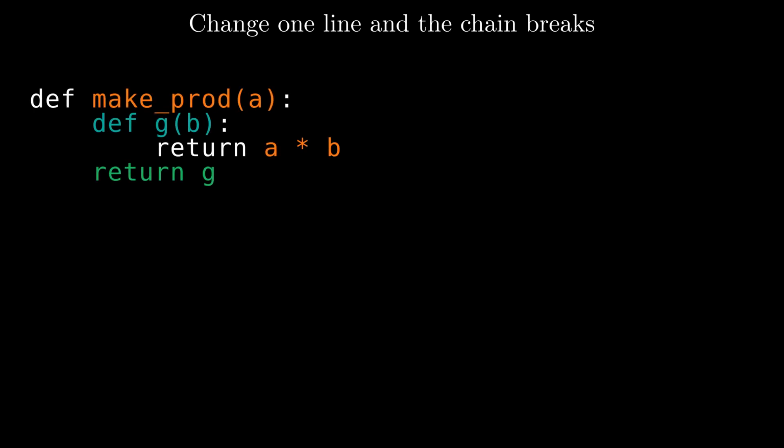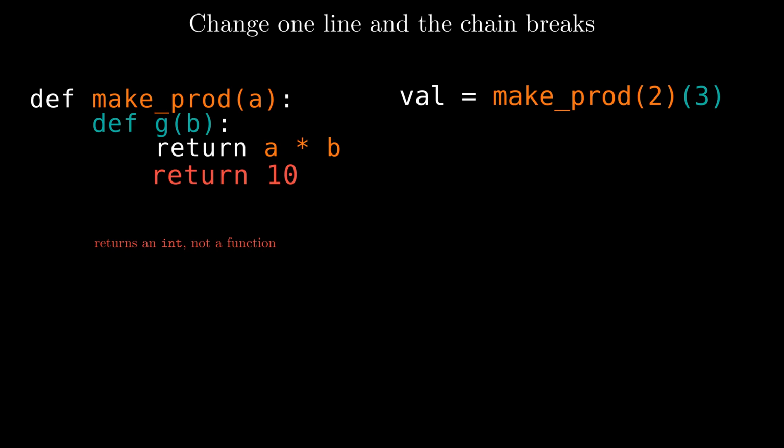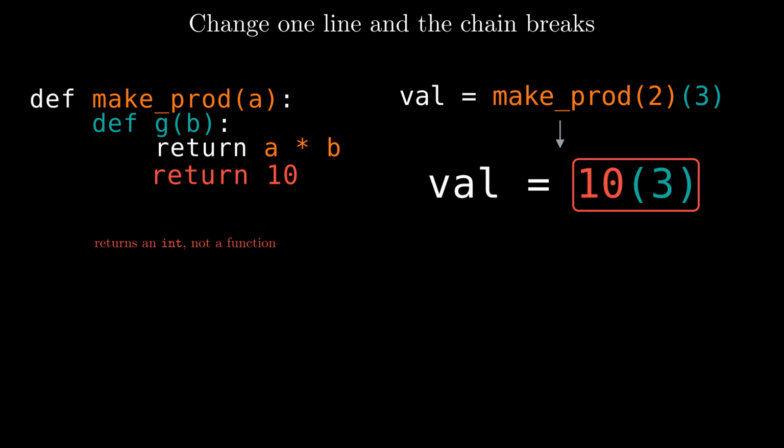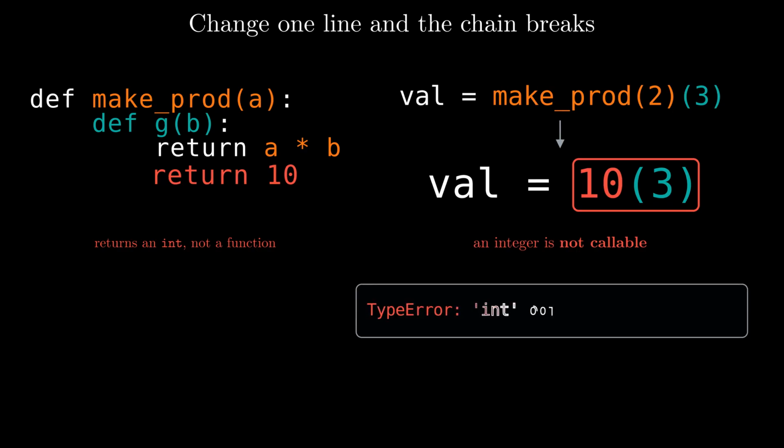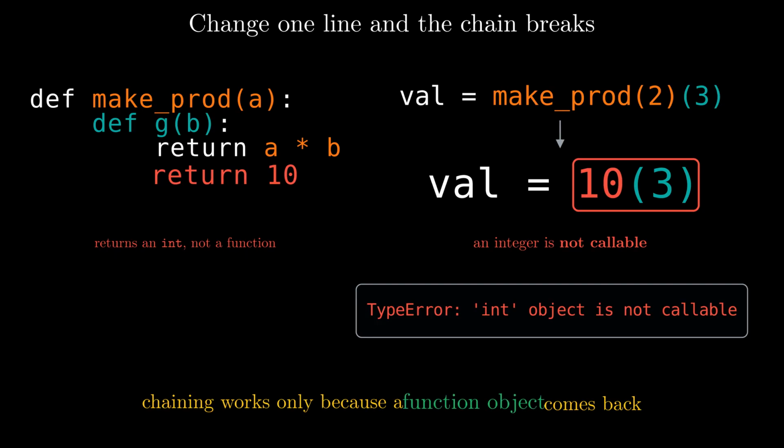Why insist that a function object comes back? Change one line and watch the chain break. Suppose make_prod ended with return 10 instead of return g. Then the return value of make_prod of 2 is the integer 10. And after substitution, Python sees the line val is set to 10, followed by 3 in parentheses. That is meaningless. An integer is not something you can call, so Python raises a type error and the program dies. Chaining two calls in a row only works because the first call returns a function object.